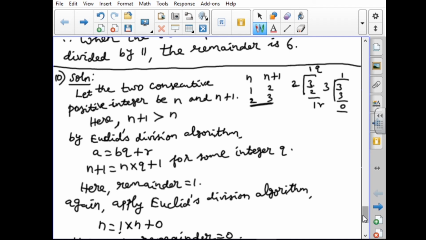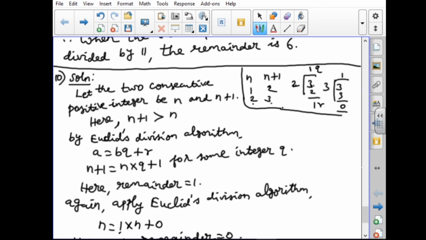Next you have to compare these two. If n is 1, n + 1 is 2; n is 2, n + 1 is 3, like that. This is rough work, you have to see it. So n + 1 is greater than n. So this is the dividend, this is the divisor. We substitute a = bq + r: n + 1 = n × q + 1.